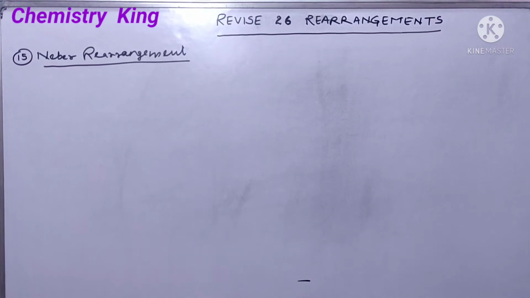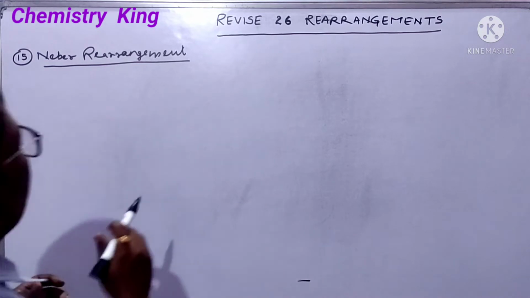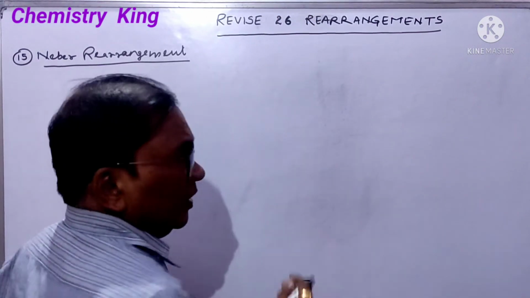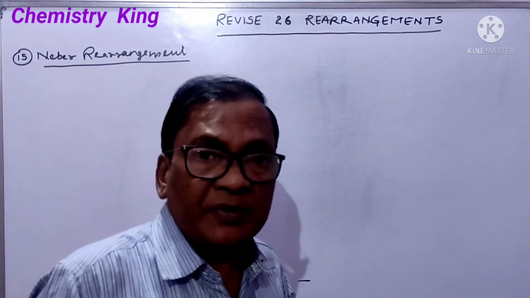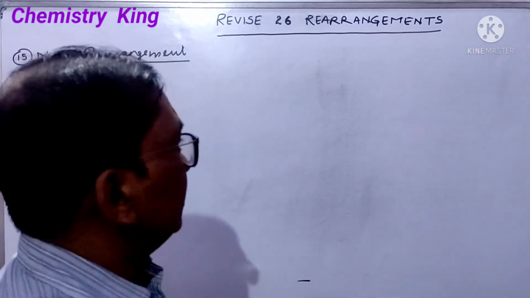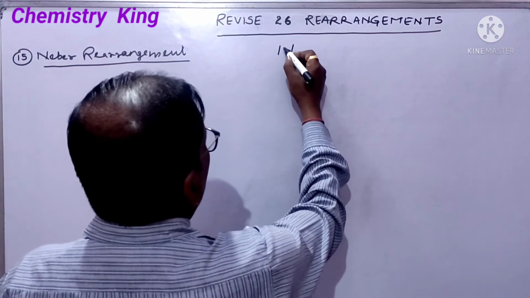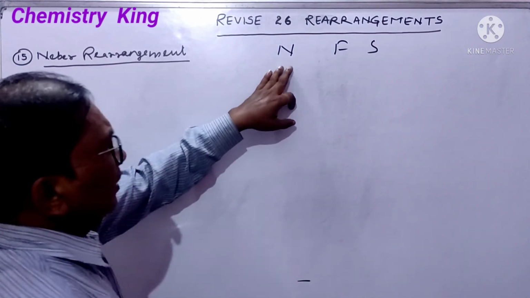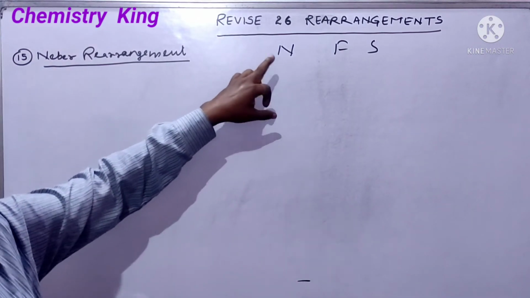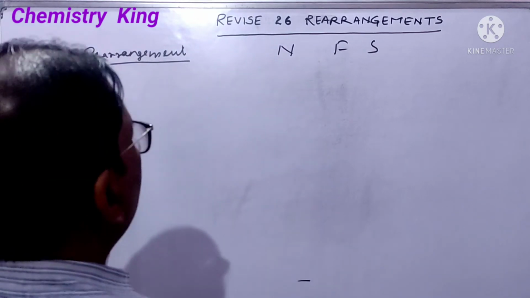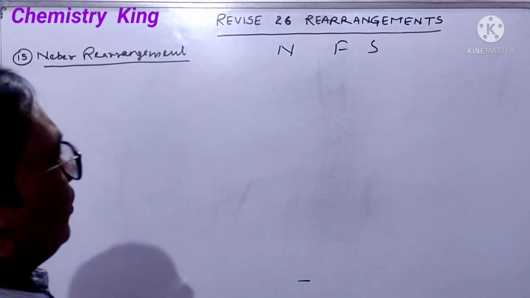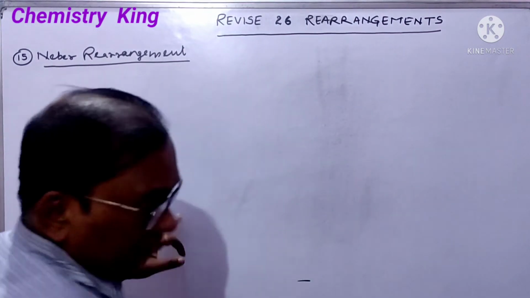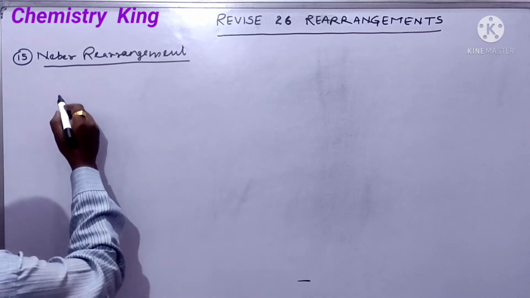Number 15, the Neber rearrangement. Friends, now we will see rearrangements involving a carbon rich intermediate. Carbon rich intermediate means a carbanion will be the intermediate. And there are three types, Narendra phir se, it is three. Narendra phir se means Narendra Modi phir se. N stands for Neber rearrangement, F stands for Favorskii rearrangement, and S stands for Shapiro rearrangement. Okay, one by one we will see them. First, the Neber rearrangement.